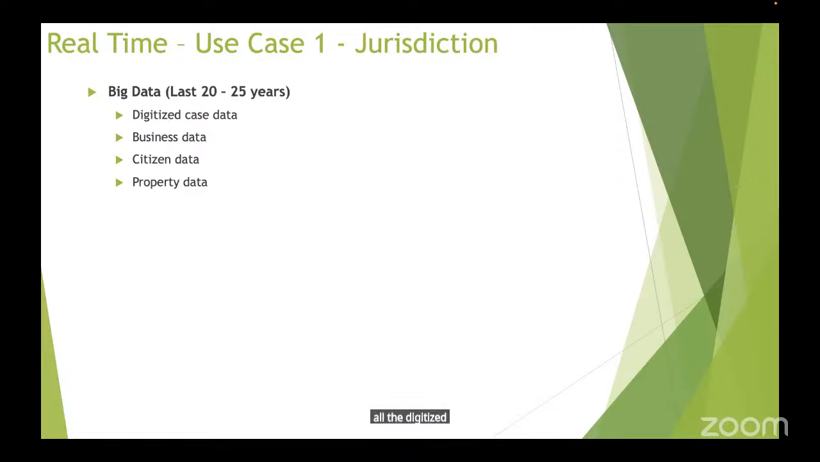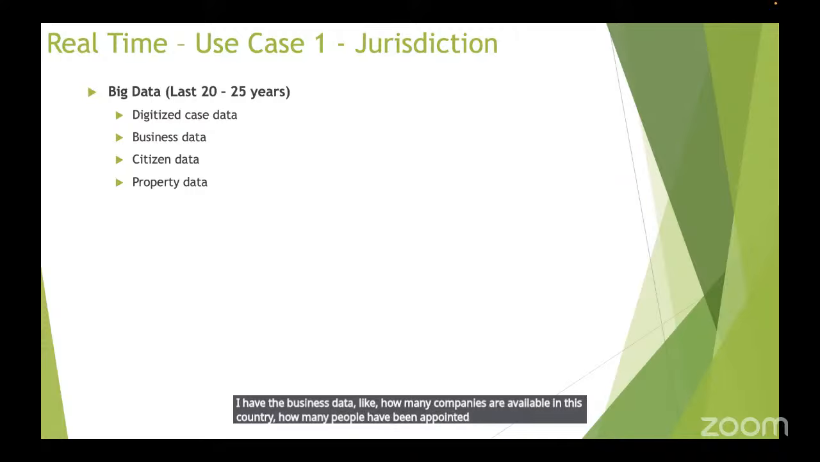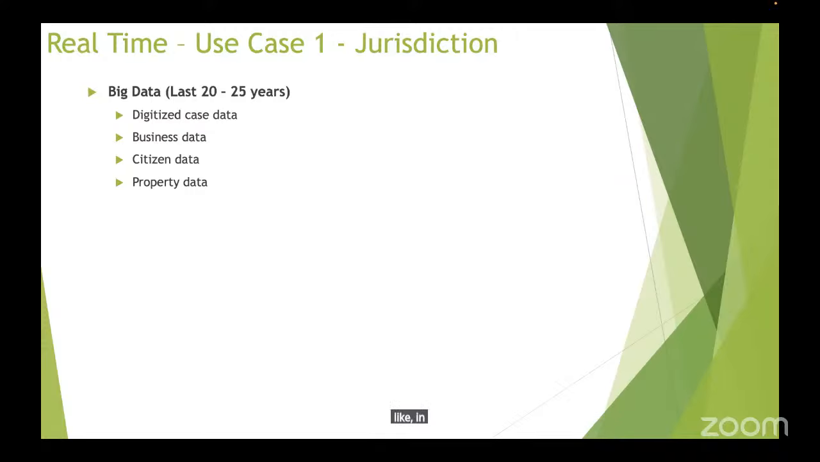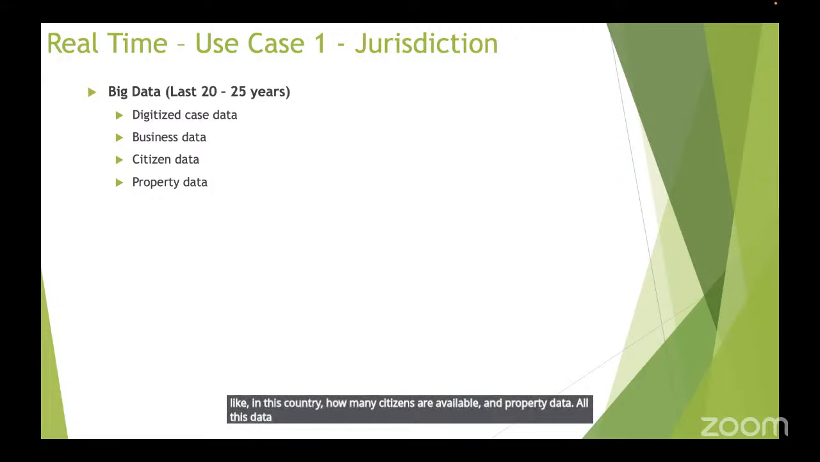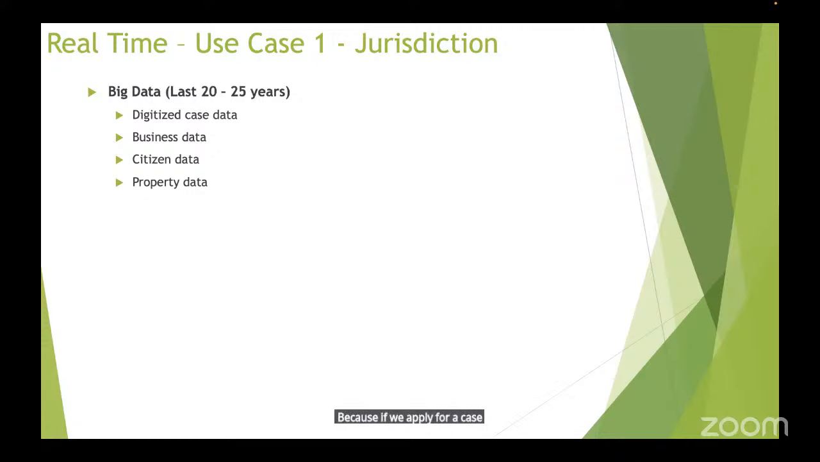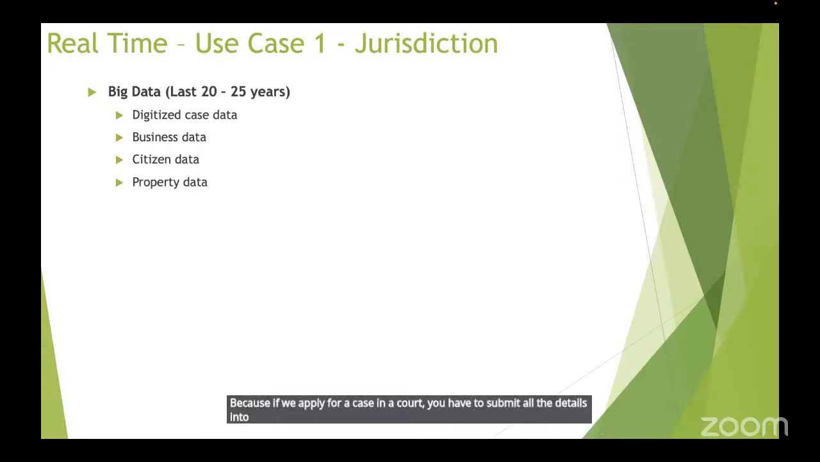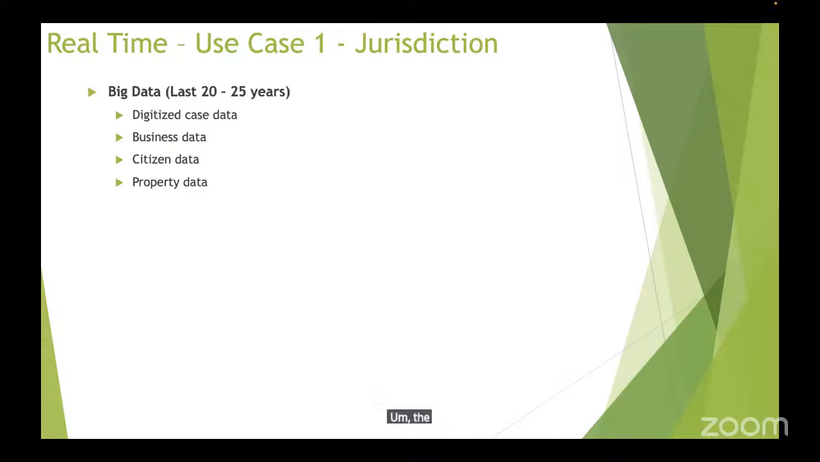When I apply for a case in a court, I have the data in the system. I have the business data, like how many companies are available in this country, how many people have been appointed in the company, everything. Citizen data, like how many citizens are available in this country, and property data. All this data for the last 20-25 years, I have collected everything. Because if you apply for a case in a court, you have to submit all the details to the court. Otherwise the case will not be progressed. I have everything digitized. Now, how can I use this data?